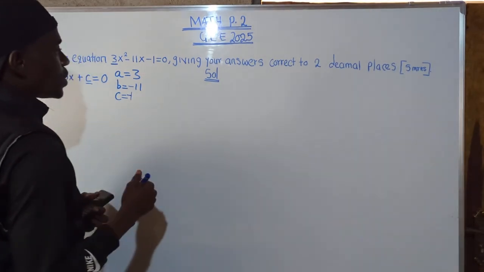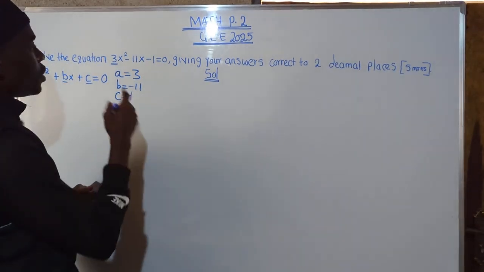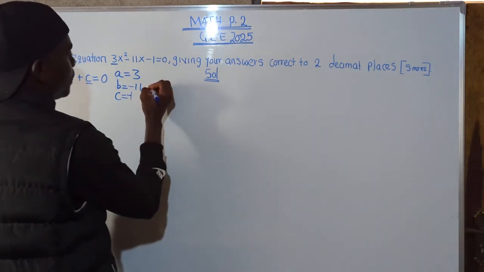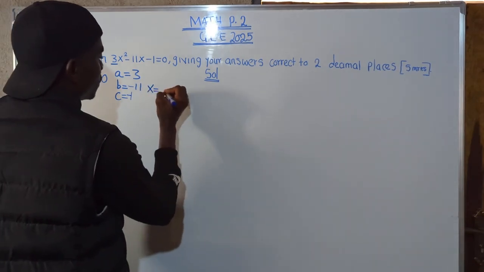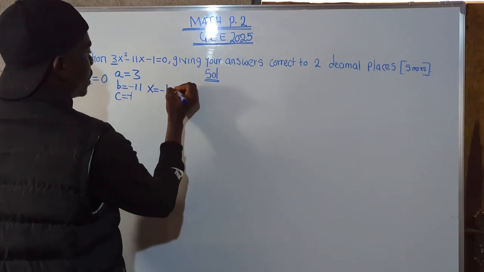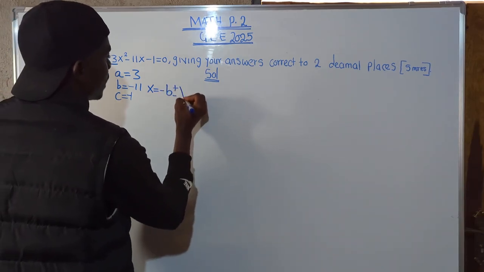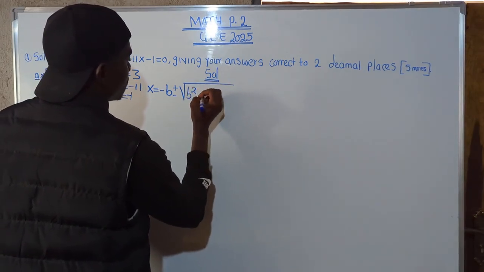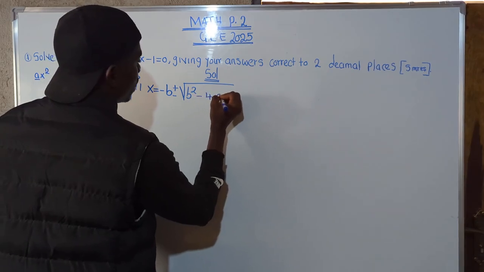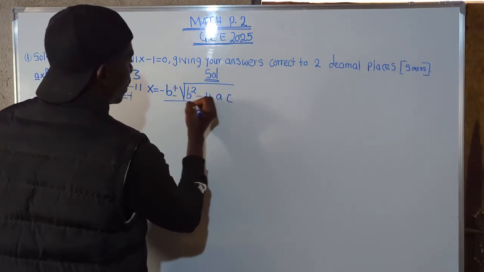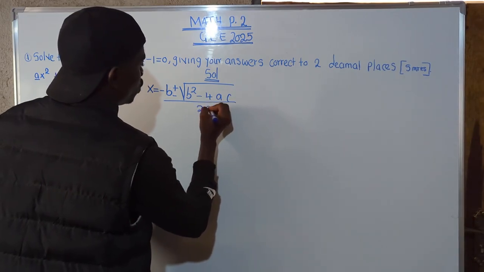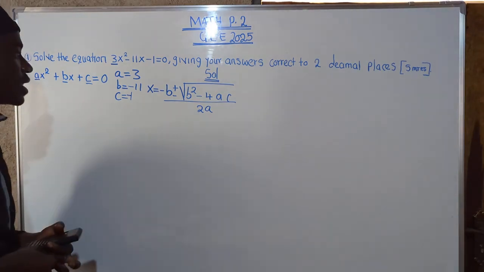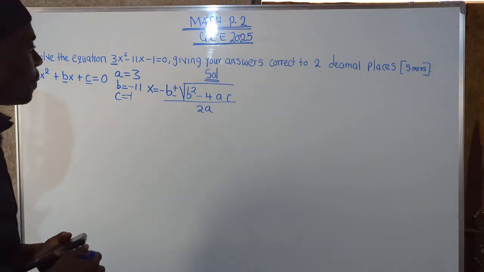Now, from there, what are you supposed to do? You've written all your required data. You can now write the quadratic equation formula. So this is going to be x is equal to minus b plus or minus the square root of b power 2 minus 4ac all over by 2a. Now, when you write this particular quadratic equation, everything becomes simple.